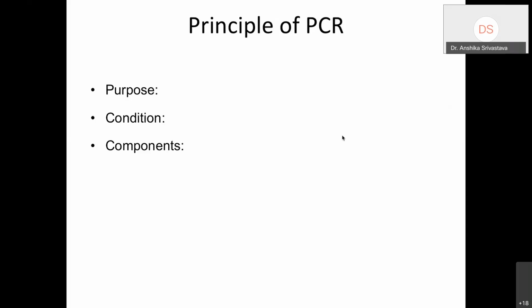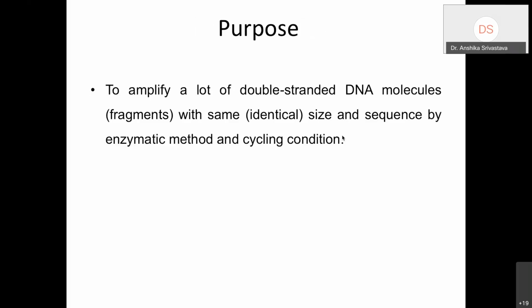Okay, so what is the principle of polymerase chain reaction? The purpose, why we are doing it, the conditions needed to carry out the polymerase chain reaction, and the components that are required. The purpose is to amplify a lot of double-stranded DNA molecules with the same identical size and sequence by an enzymatic method and cycling conditions. Just imagine a photocopy: with a photocopier, you get one document copied into, say, 100 documents if you want. Polymerase chain reaction also works in a similar fashion.